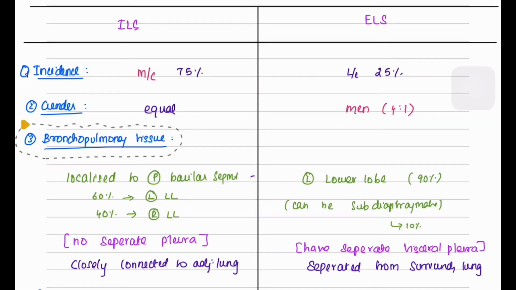Bronchopulmonary tissue. It is localized to the posterior basilar segment. In 60% of individuals, it is seen in the left lower lobe and in 40% it can be seen in the right lower lobe. The bronchopulmonary tissue has no separate pleura and it is closely connected to the adjacent lung. Whereas in extralobar sequestration, it is more common in the lower lobe and it can be subdiaphragmatic in 10% of individuals. It has separate visceral pleura and is separated from the surrounding lung.